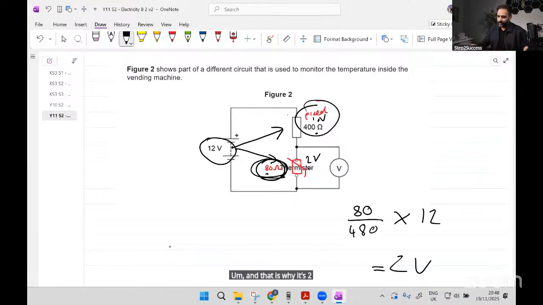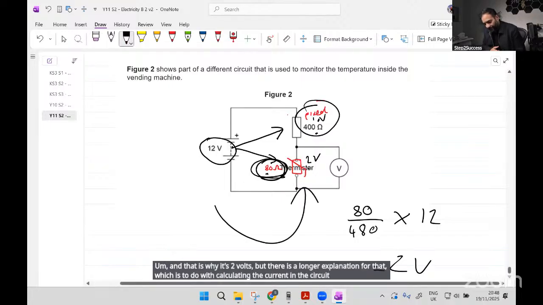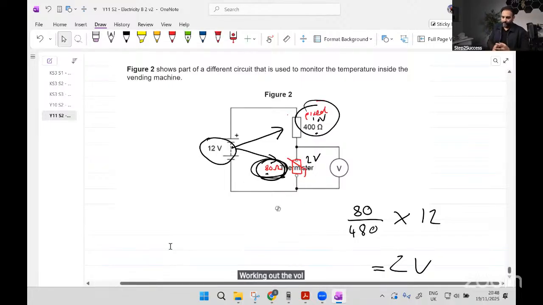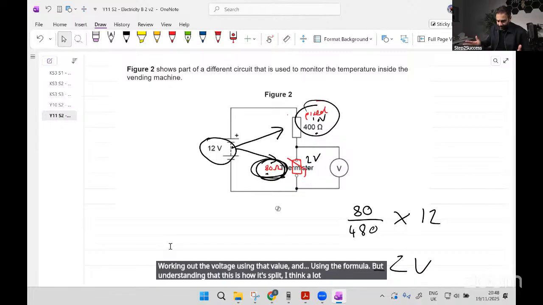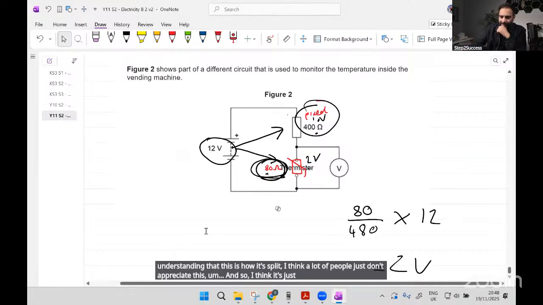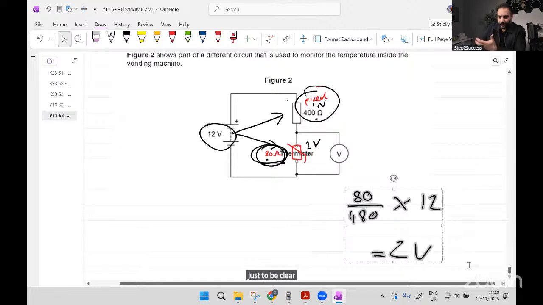But there is a longer explanation for that, which is to do with calculating the current in the circuit, then working out the voltage using that value and using the formula. But understanding that this is how it's split, I think a lot of people just don't appreciate this. And so I think it's just good to do it because it helps answer questions quite quickly. I mean, that is a 5 mark question that I've literally done there, just to be clear. And the answer is 2 volts, and you'd get all 5 marks for it.